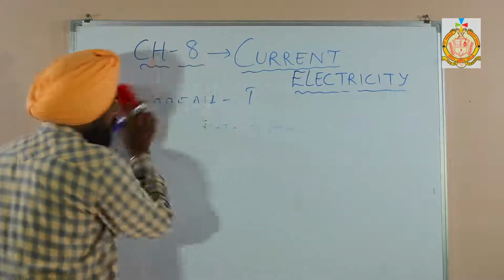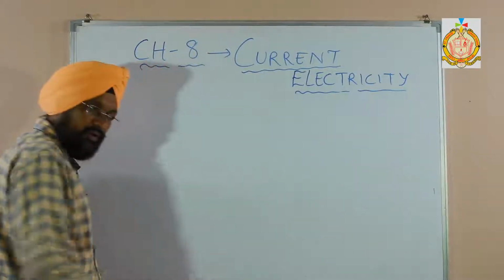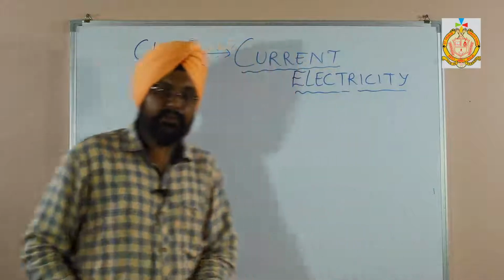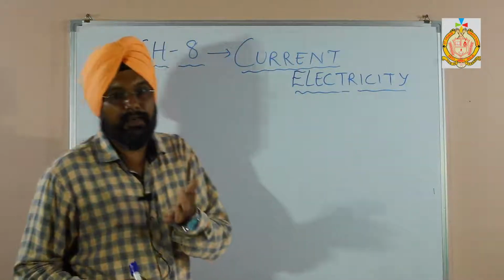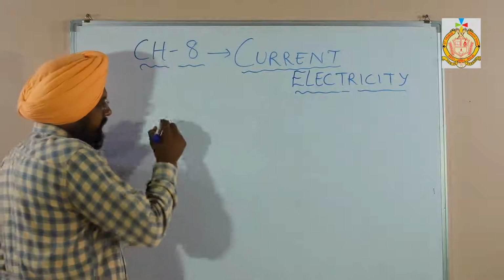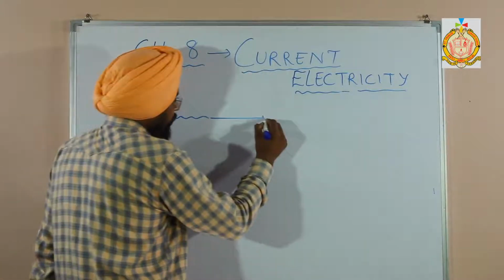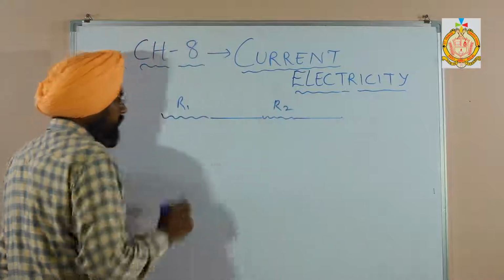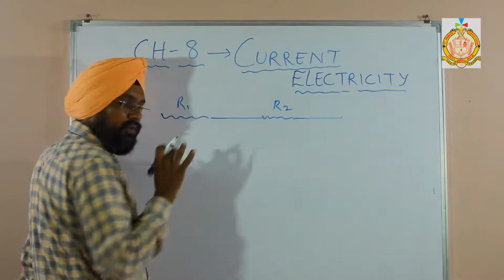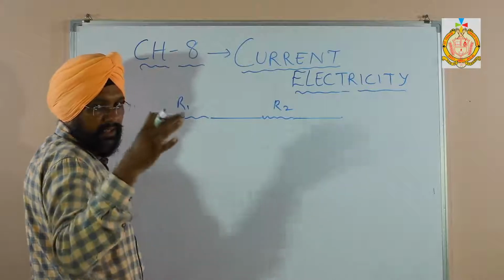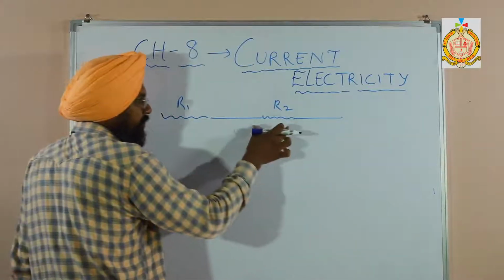I am just giving the hint only, because we will discuss it deeply in the next video. When resistors are connected in series, this is one resistor and this is another, R1 and R2, so it has more resistance. Resistance means opposition to the flow of current.